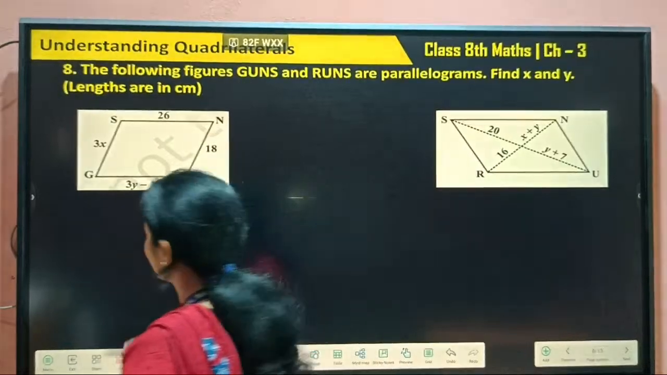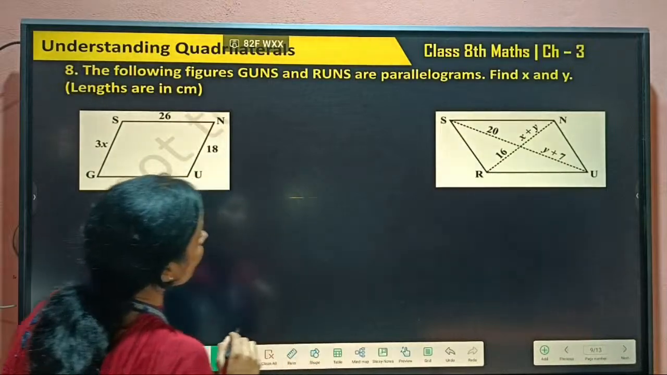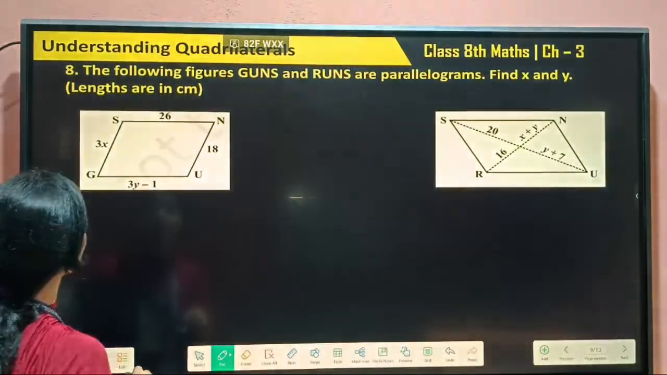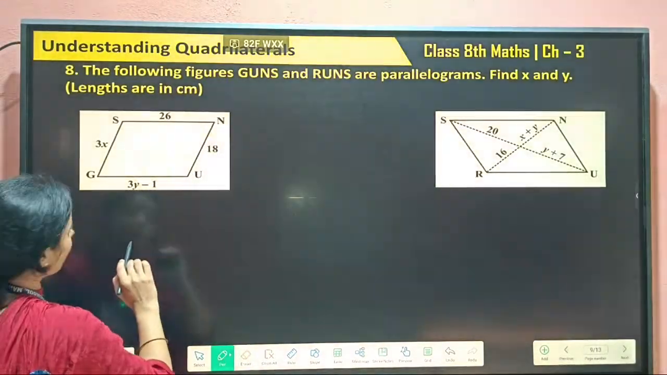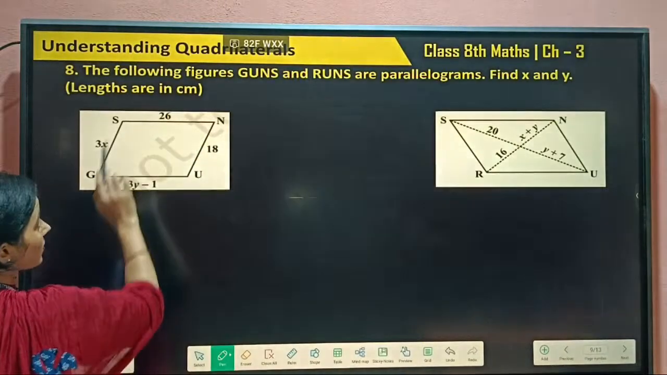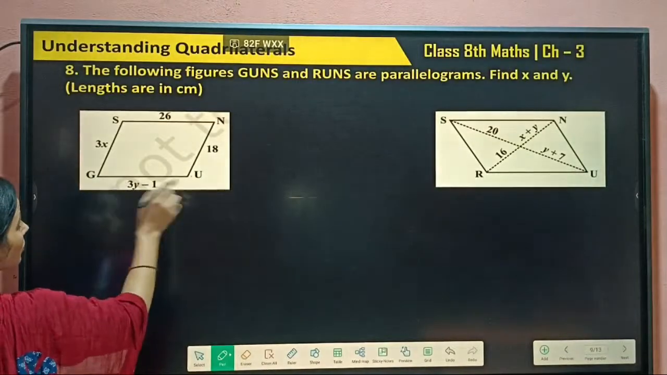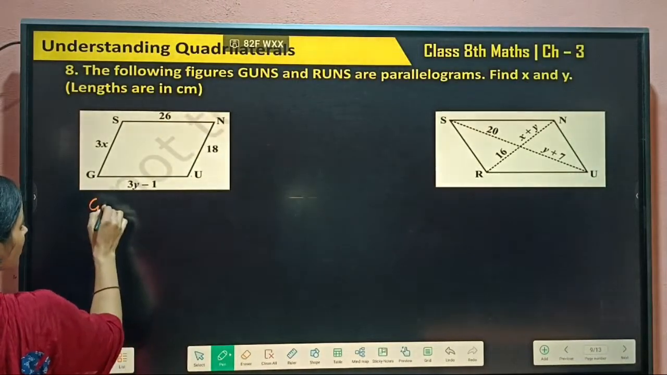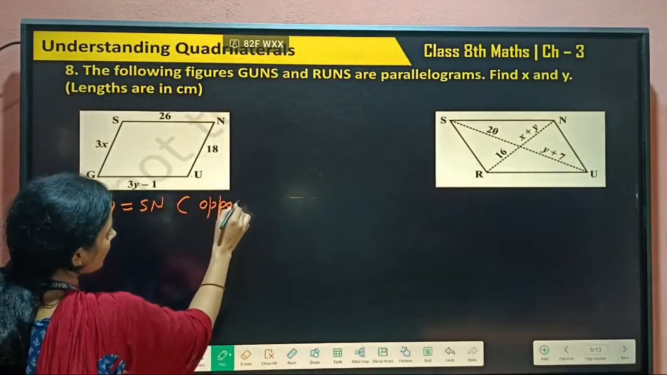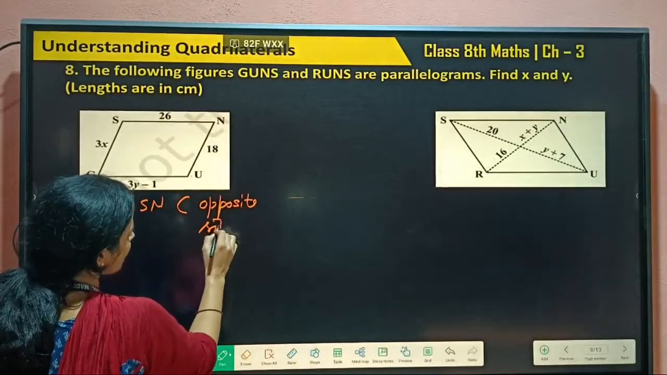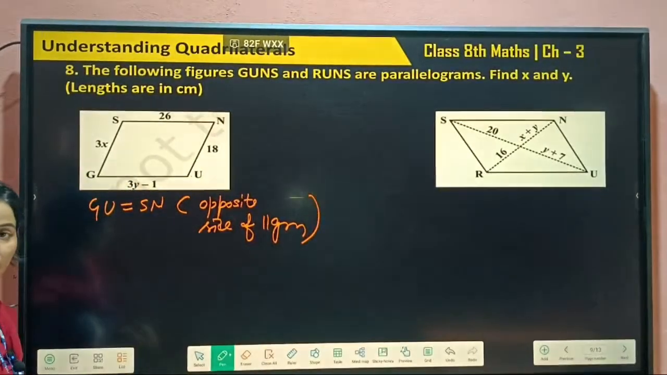The next question is the last one. The following figures GUNS and RUNS are parallelograms. Find x and y. Lengths are in centimeters. Using the property of a parallelogram, GUNS is a parallelogram. In this, side GU equals SN. The reason is opposite sides of a parallelogram are equal.